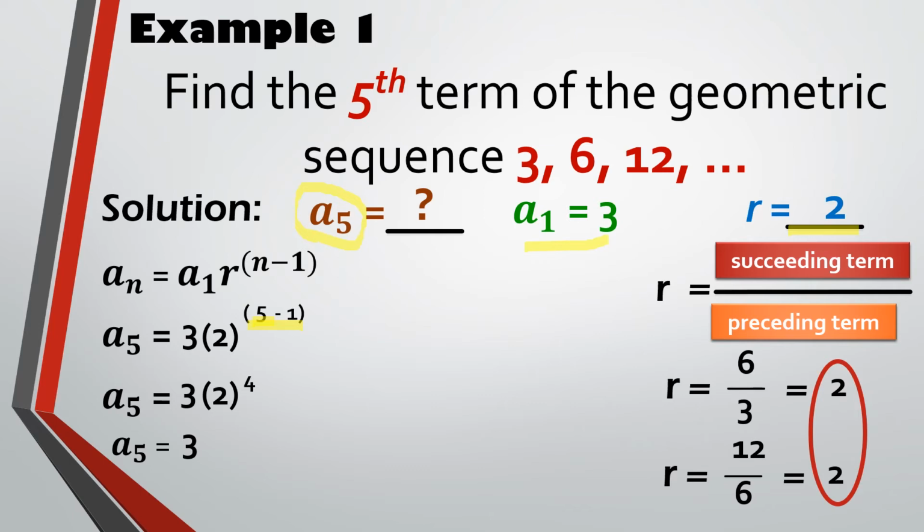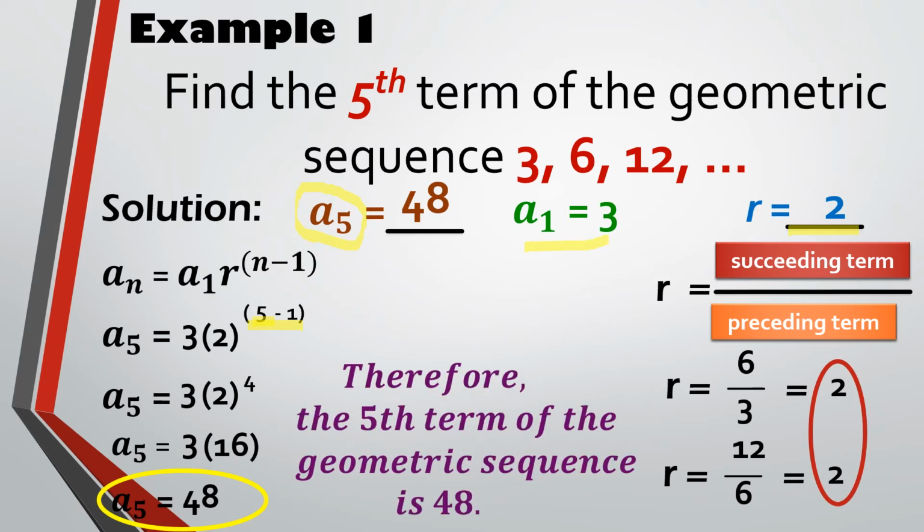So that's 4 times 2, which is 8, and 8 times 2 is 16. Okay, do you follow? We need to multiply 2 by itself 4 times. Now, that is not yet our final answer because we need to multiply 3 times 16, which is 48. So our final answer, which is a sub 5, or the fifth term, is equal to 48. Therefore, the fifth term of the geometric sequence is 48.